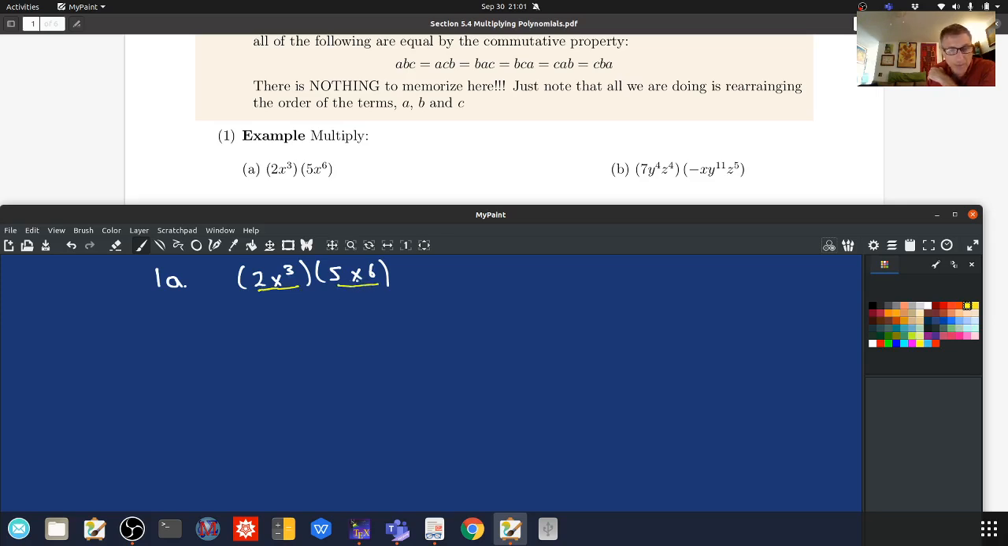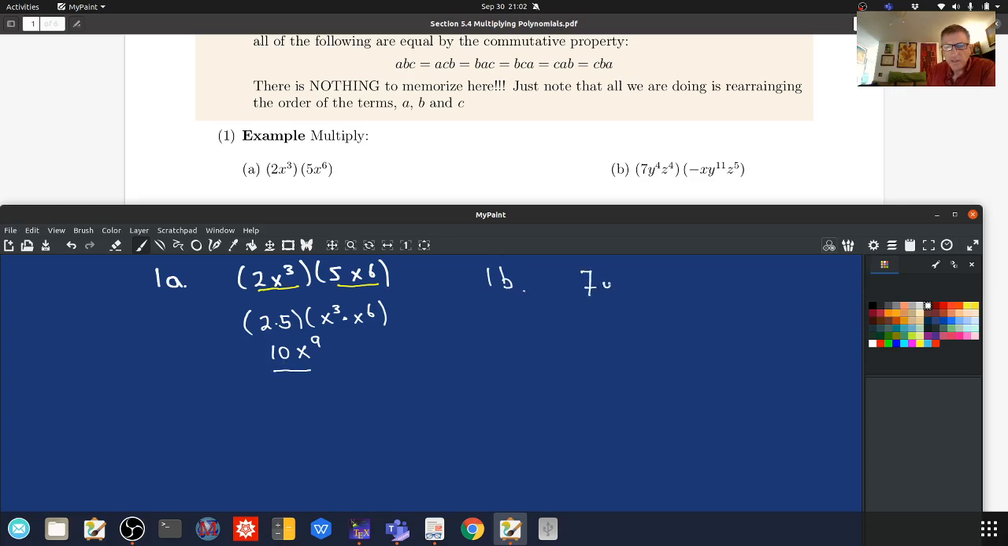This is a polynomial term. X to the sixth is the variable. It's to the degree 6, and 5 is the coefficient. So what I say do is collect like terms. So collect the coefficients and then the powers of the x term. 2 times 5 is 10, and then we just use our exponentiation rules to add the exponents. 3 plus 6 is 9. So 2x to the third times 5x to the sixth is equal to 10x to the ninth.